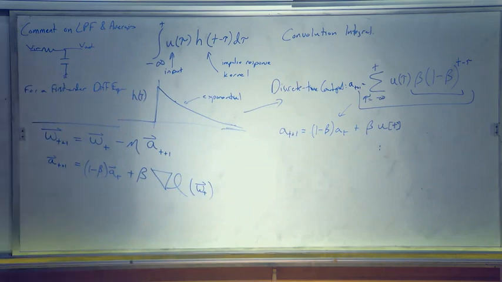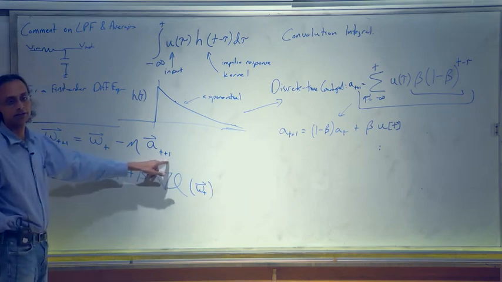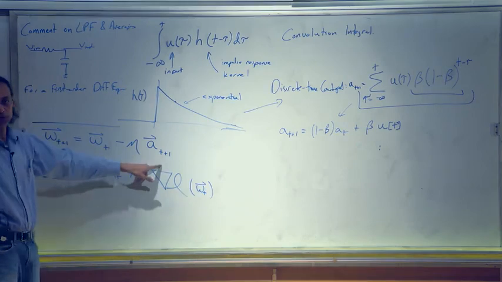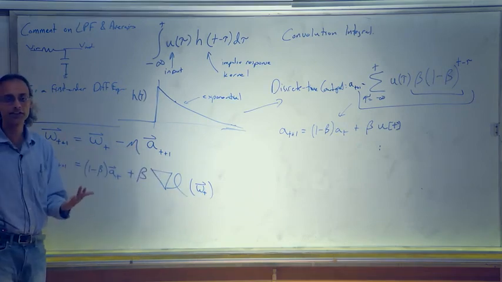Would there be a difference between, in the equation w_{t+1} equals w_t minus eta a_{t+1}, would there be a difference if we take a_t instead of a_{t+1}? Good question. Excellent question. The question is, why did I write a_{t+1} here? Why didn't I write a_t? It's kind of weird to mix t and t plus 1 in one equation.